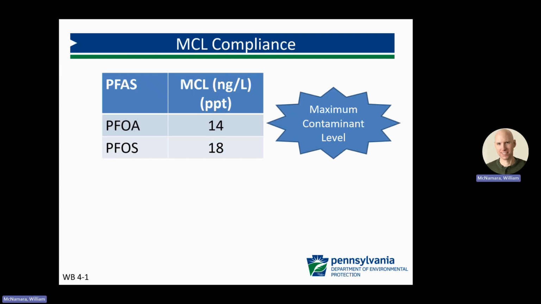Also to review from the last lesson, here are the PFAS MCLs. Remember, under the PFAS MCL rule, you are monitoring for two PFAS, PFOA and PFOS. The maximum contaminant levels are 14 parts per trillion, or nanograms per liter, for PFOA and 18 parts per trillion for PFOS. So if a system exceeds either level, is it immediately a violation? Well, it's not quite that simple.